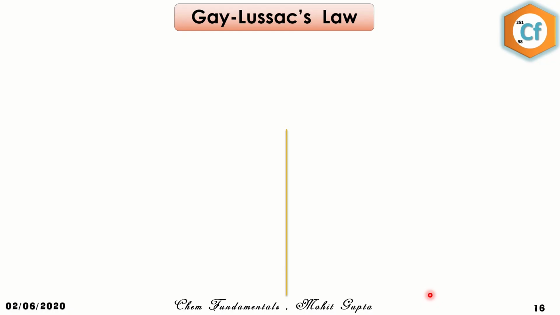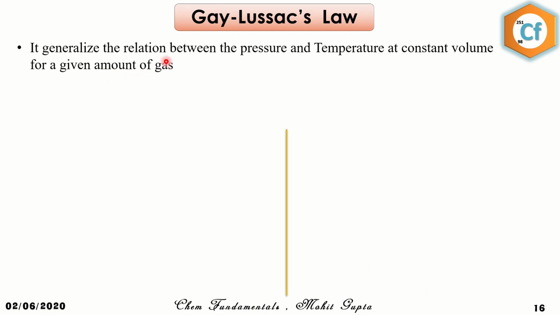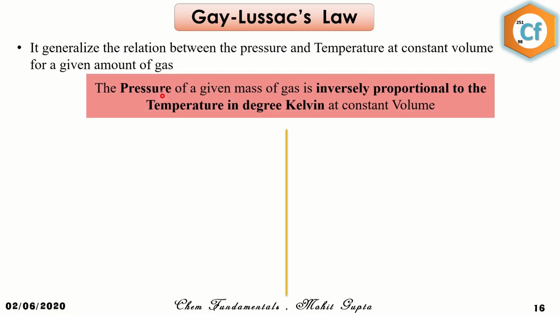The next is Gay-Lussac's law. He generalized the relation between temperature and pressure, but at constant volume for a given amount of a gas. So the amount of gas is also constant. According to him, the pressure of a given mass of a gas is directly proportional to the temperature in degrees Kelvin at constant volume. Mass is constant, volume is constant, and the pressure is proportional to the temperature, but on the Kelvin scale, not on the degree Celsius scale.